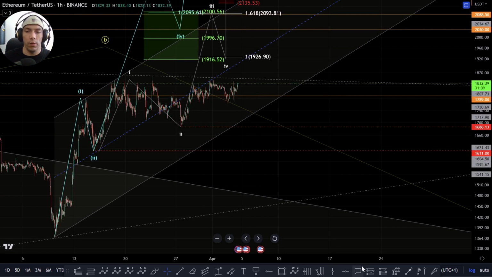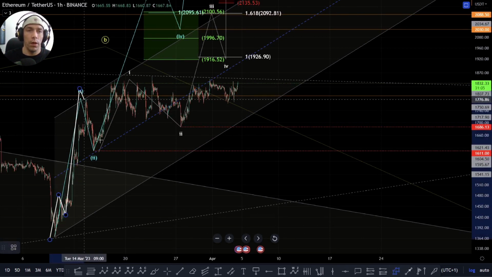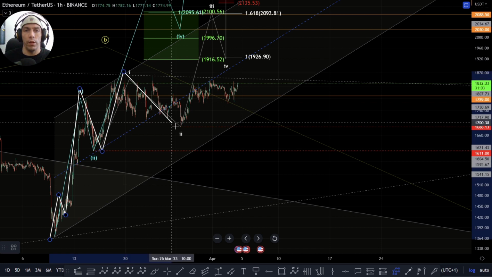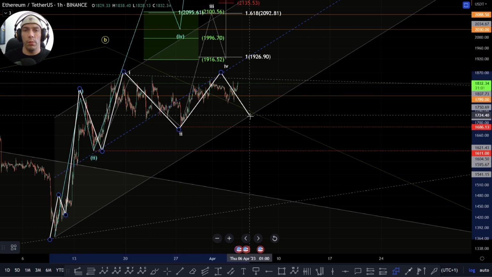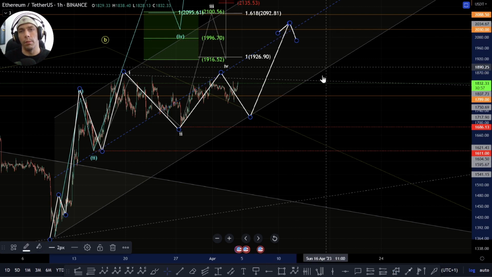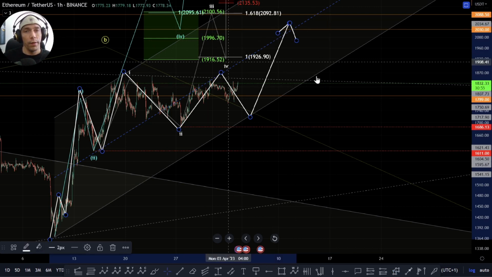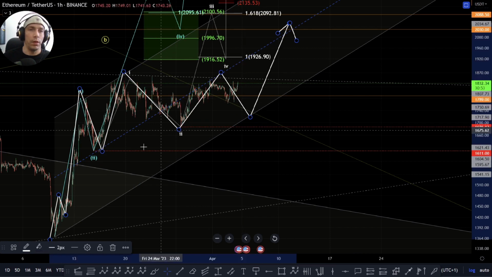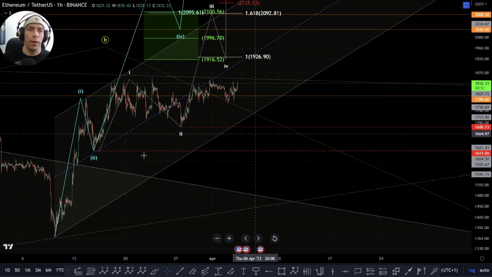The alternative thing we need to be aware of is there is always the potential that we could count this slightly differently, where we count this as a five-wave move in here. This becomes a bigger three-wave move, and then we look to push up from that point, looking for something like this to play out. So this is what we want to see if we're looking for that continuation up.